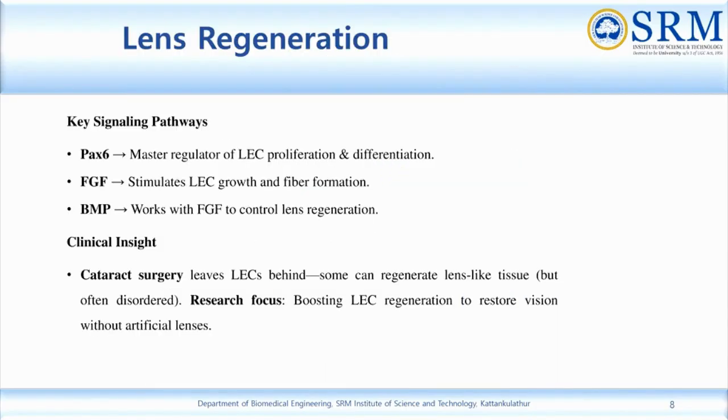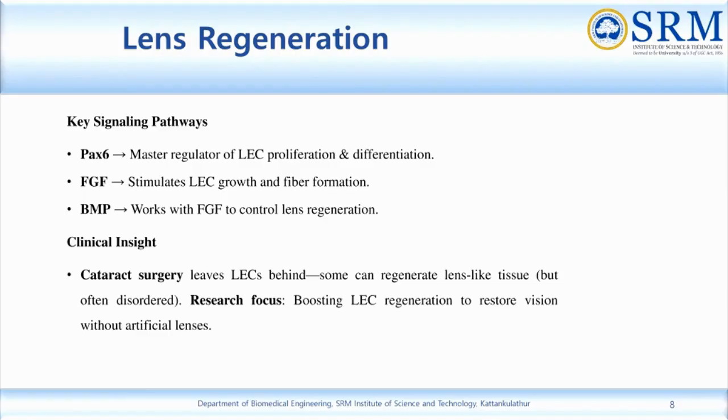So next, coming to the key signaling pathways that are involved in lens regeneration. The first one is the PAX6 molecule. This is a master transcription factor, or a master regulator, of lens epithelial cell proliferation and differentiation. It activates lens cell proliferation, and it initiates fiber differentiation by turning on the crystalline gene production.